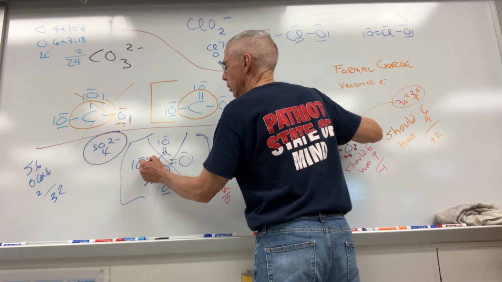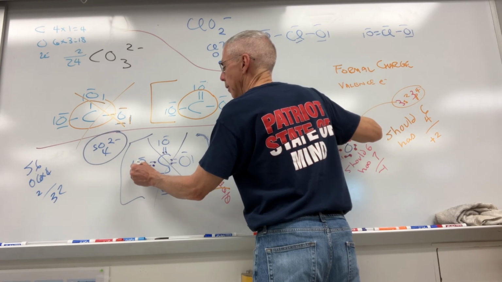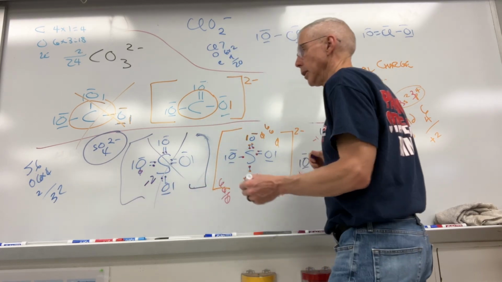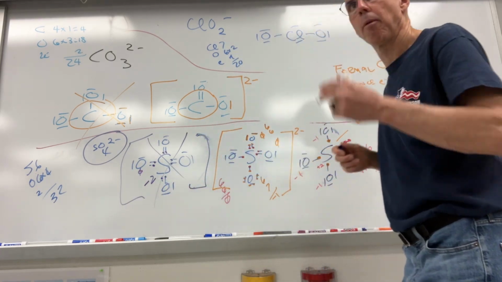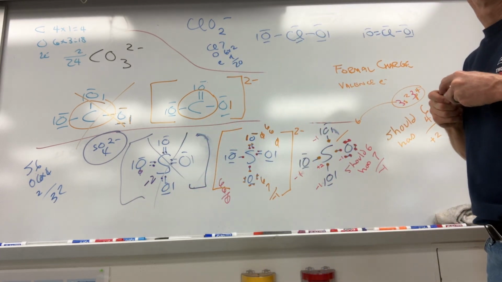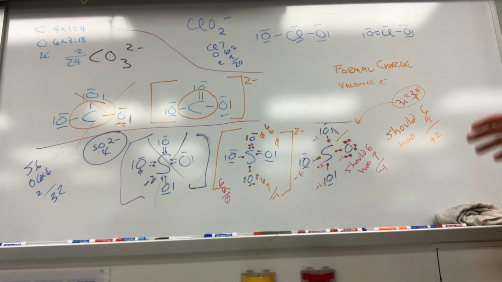And all the oxygen would be 0. Because they're all the same. Yeah? But don't they all end up being -2 anyway? Correct. But here's the difference. What we're trying for is for all the atoms to have the lowest, closest to 0 formal charge they can.